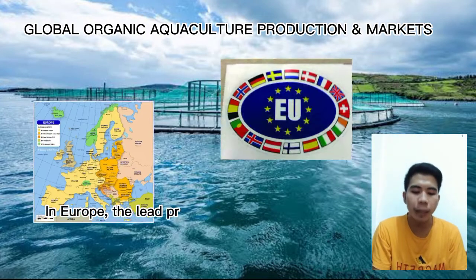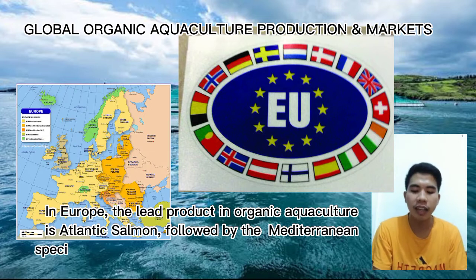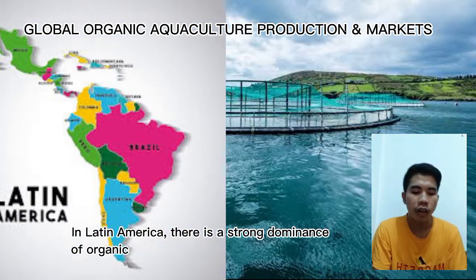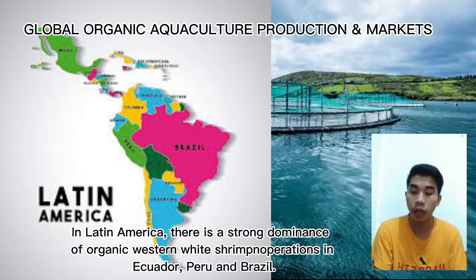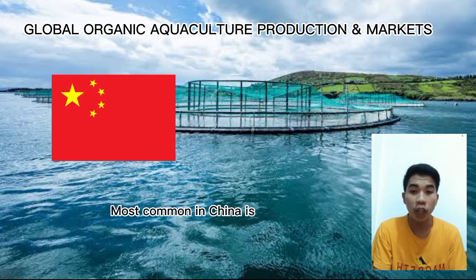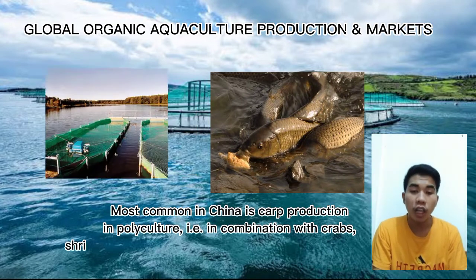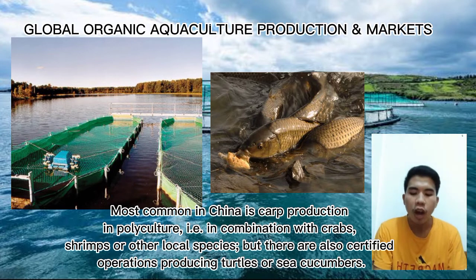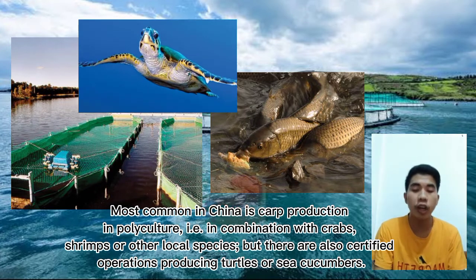In Europe, the lead product in organic aquaculture is Atlantic salmon, followed by the Mediterranean species, sea bass and sea bream, and freshwater salmonids, rainbow and brown trout, and char species. In Latin America, there is a strong dominance of organic western white shrimp operations in Ecuador, Peru, and Brazil. Most common in China is carp. The carp production is in polyculture, example is combination with crabs, shrimps, or other species. But there are also certified operations producing turtles or sea cucumbers.